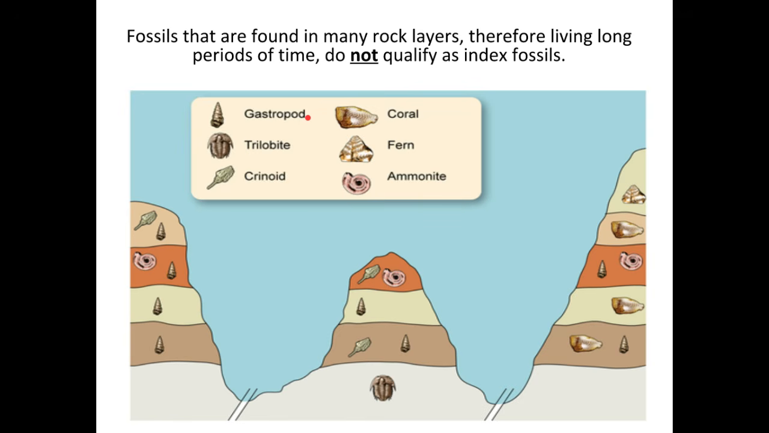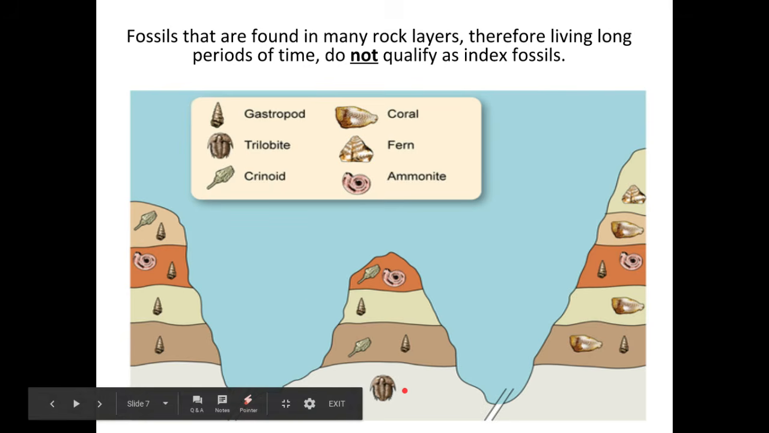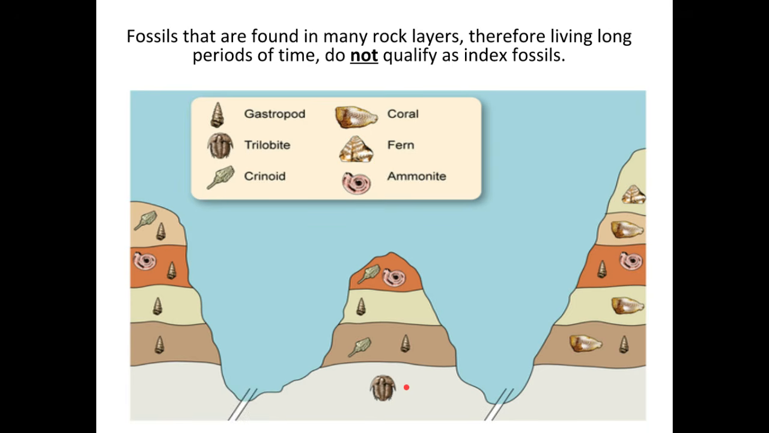So a gastropod is a poor example of an index fossil. On the flip side, though, let's take a look at this. The trilobite is a good index fossil. However, it's not really found over a wide area. So the trilobite in this case is not very helpful, because the trilobite isn't able to tell me how old any other rock layers are. In this particular diagram, the trilobite would not be a good index fossil, simply because it's only found in a small area.